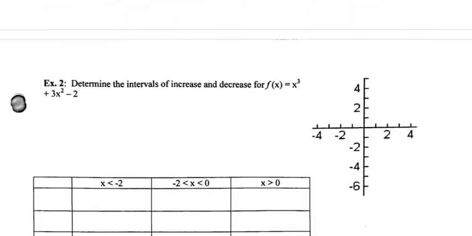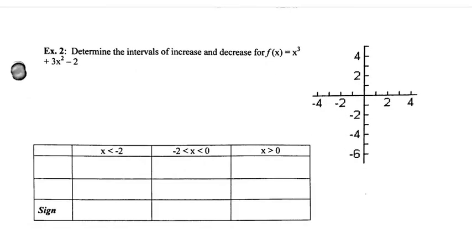So let's try a different one. Let's try one that's maybe a little more difficult to figure out. We're going to find the intervals of increase and decrease for f of x equals x cubed plus 3x squared minus 2. First step, we said we're going to find the derivative. F prime of x is going to be equal to, the derivative of x cubed becomes 3x squared. 3x squared becomes, move the 2 up front, 3 times 2 is 6 times x, and minus 2 goes away.